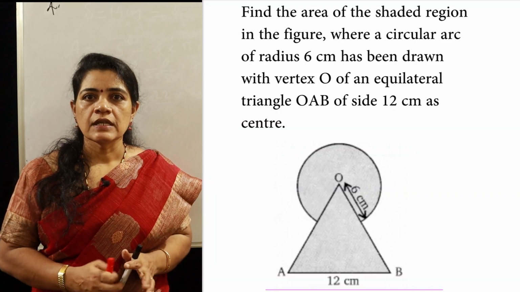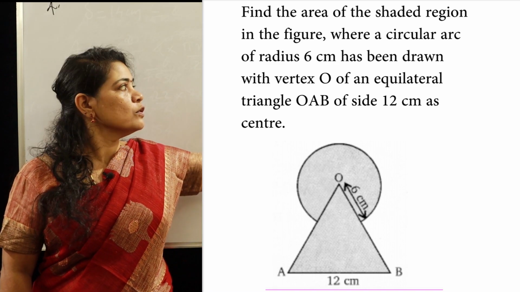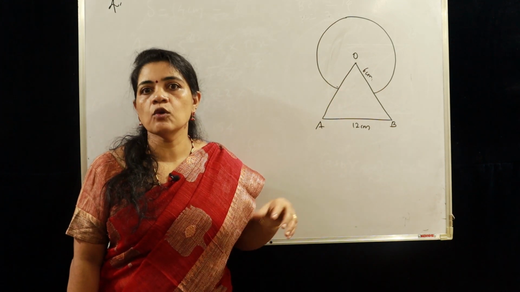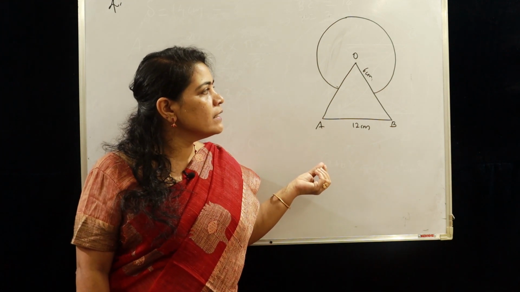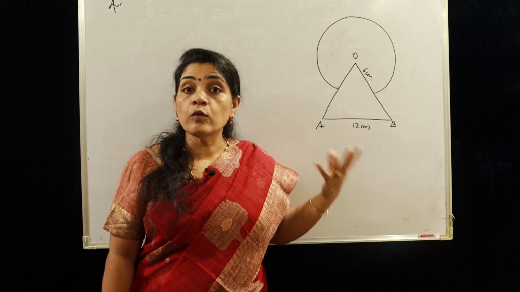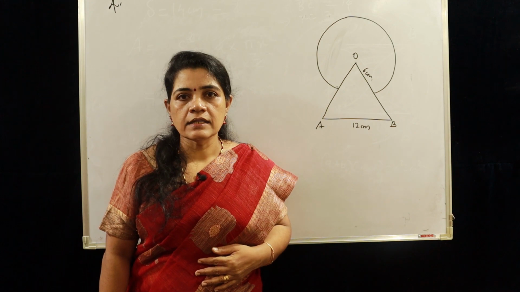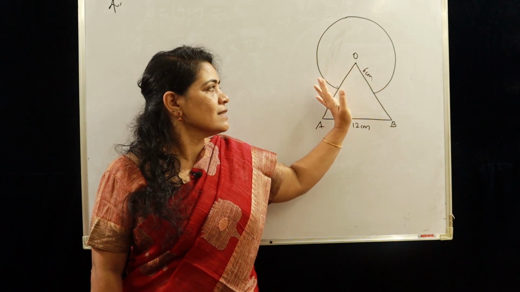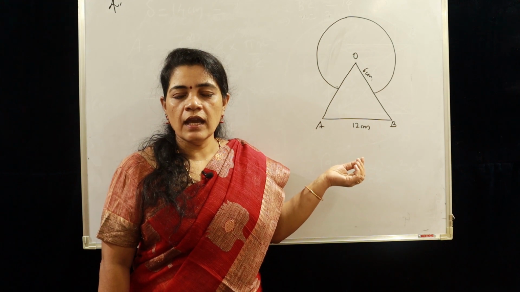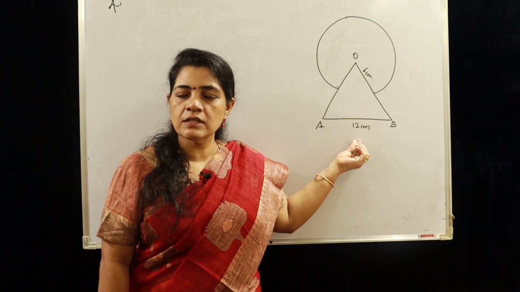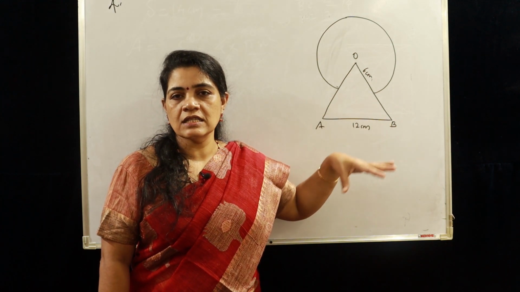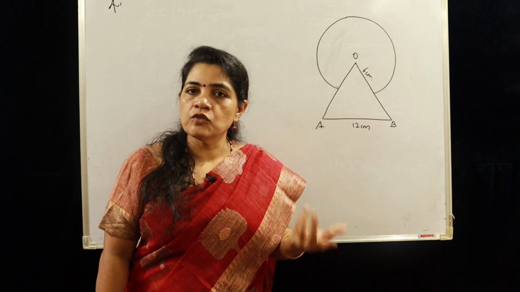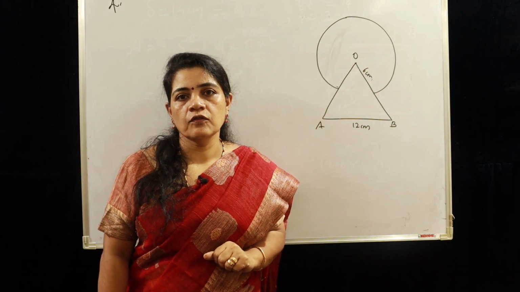Yes, in the fourth problem, this is the figure. Both shapes are shaded. We have to find the area of these two shapes, that is a combination. It is given that this triangle AOB is an equilateral triangle, and a circular arc of radius 6 centimeter is attached with this equilateral triangle. The side of the equilateral triangle, that is AB is equal to OA is equal to OB, all three sides are equal, and that side is equal to 12 centimeter, and we have to find the area of this combination of the figure.